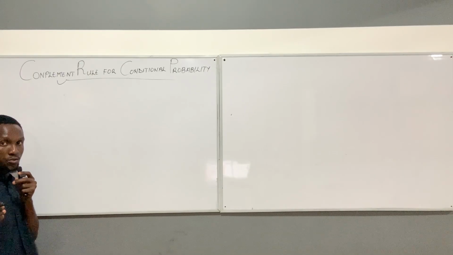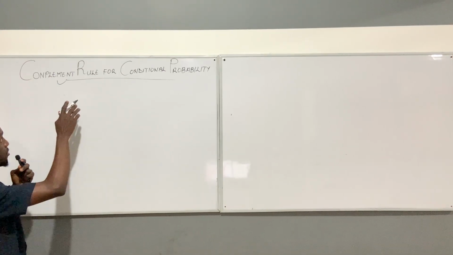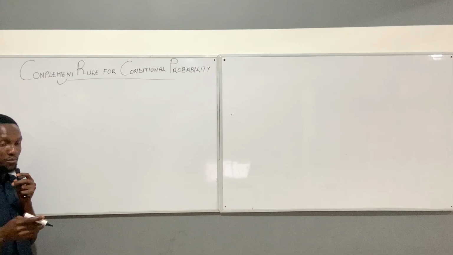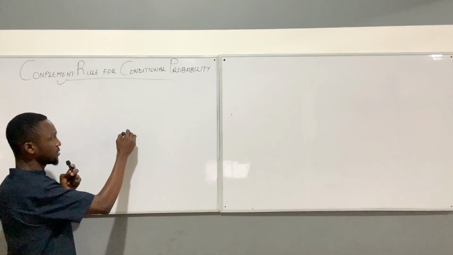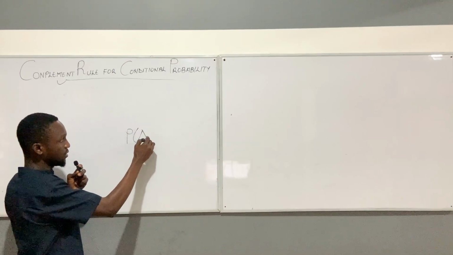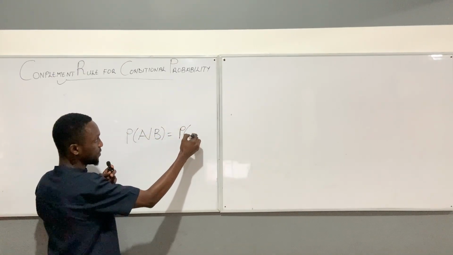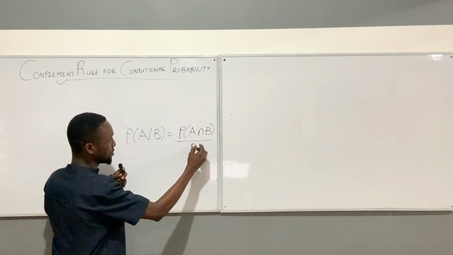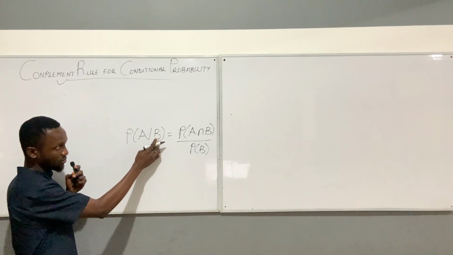So welcome back to the Twitter Think channel, and in this video we are going to talk about the complement rule for conditional probability. Remember that in the first introduction to conditional probability, we learned that the conditional probability of event A as B has occurred gave us the probability of A intersection B divided by the probability of what? B.